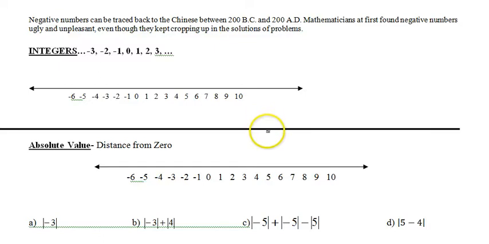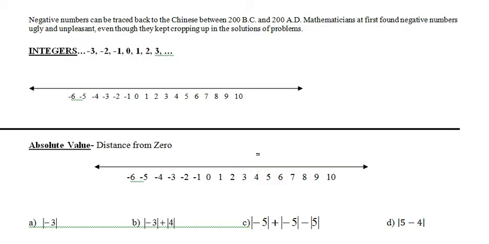All right, negative numbers can be traced back to the Chinese between 200 BC and 200 AD. When they first popped up, they were considered ugly and unpleasant, but they just kept popping up because they're very useful. They represent a lot of different things in math, and even though the operations don't really seem like they make sense, they really do, and that's what we're going to be doing with integers.